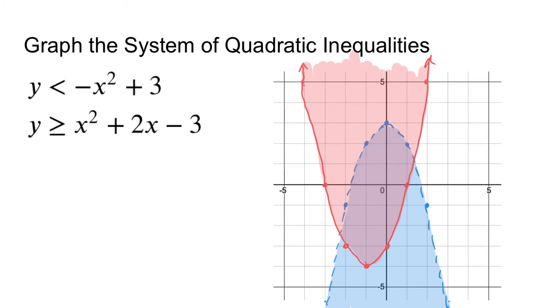So there's the second inequality that's shaded. Now we're looking for that intersection area. So we're really looking for this area of intersection where the two shaded regions overlap. And any point that is in this shaded region is going to satisfy both of these inequalities. And that is where my solution actually lies, in this overlapped region.